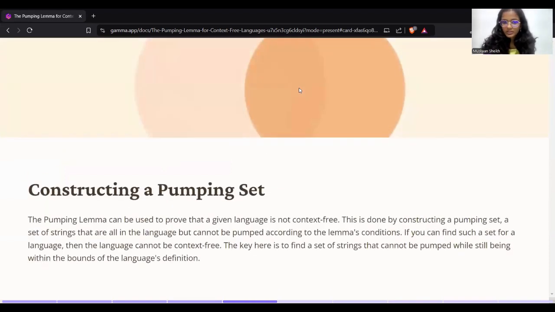Constructing a pumping set. The pumping lemma can be used to prove that a given language is not context-free. This is done by constructing a pumping set, a set of strings that are all in the language but cannot be pumped according to the lemma's condition. If you can find such a set for a language, then the language cannot be context-free. The key here is to find a set of strings that cannot be pumped while still being within the bounds of the language's definition.